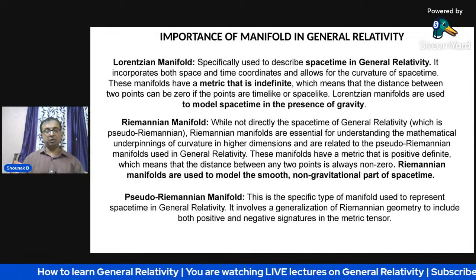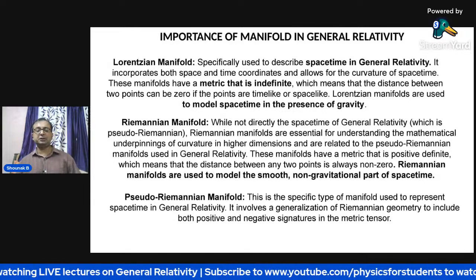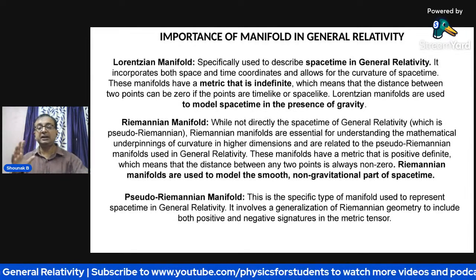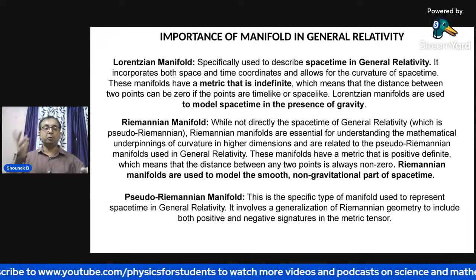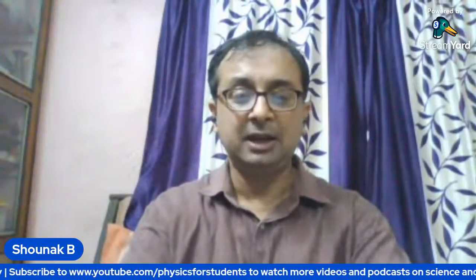Now you see the third one. It is called the pseudo-Riemannian manifold. This is the specific type of manifold used to represent space-time in general relativity. It involves a generalization of Riemannian geometry to include both the positive and the negative signature in the tensor. That is why I told you the Lorentzian manifold is indefinite. The Riemannian manifold is only positive, and the pseudo-Riemannian manifold is both positive and negative. In case we need to define a metric using both positive and negative signatures, how do we do that? This is how we do it: we use the pseudo-Riemannian manifold. Don't worry, I will come to those manifolds separately, one by one, and explain.